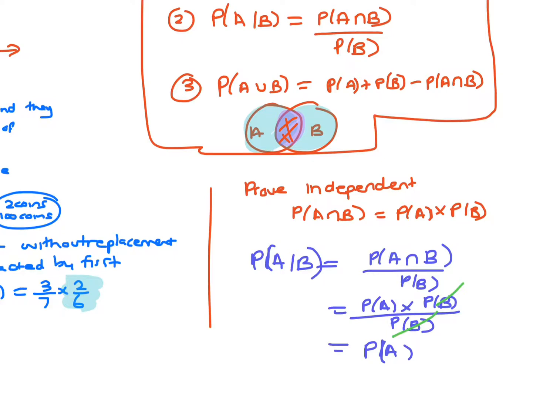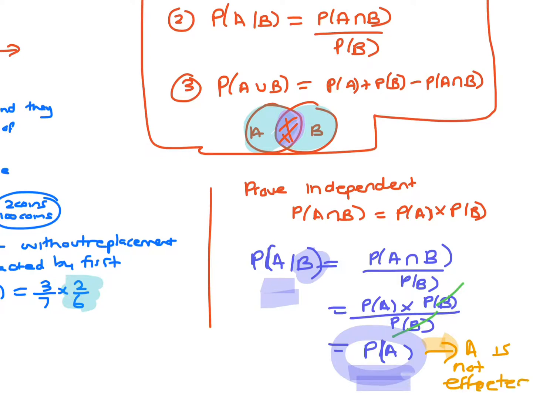So what is this actually saying in a mathematical sense? Given B, what's the probability of A? Well, the probability of A is just the probability of A. So that's actually showing independence. That's telling you that A is not affected by what happens with B. It stands alone. It has its own probability.